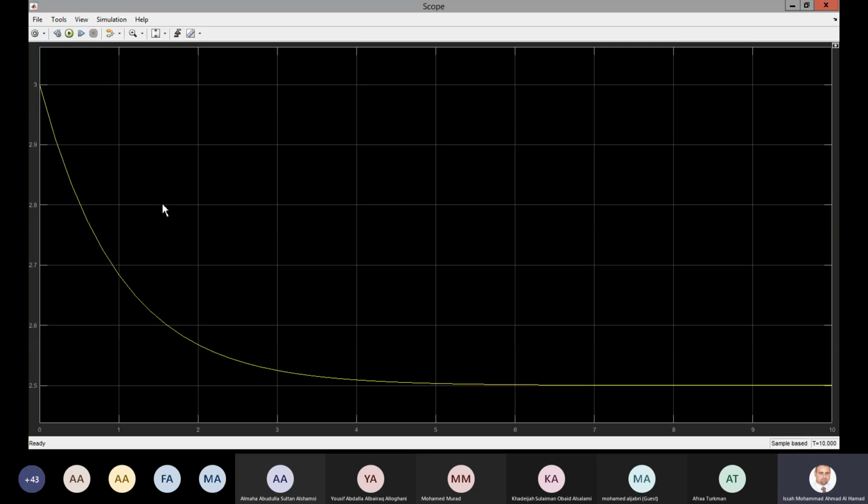Okay. What about the value of y prime? How can we get the result of y prime? Or for example, if you are concerned about the graph of y prime versus t, can you do it? How can you do it?